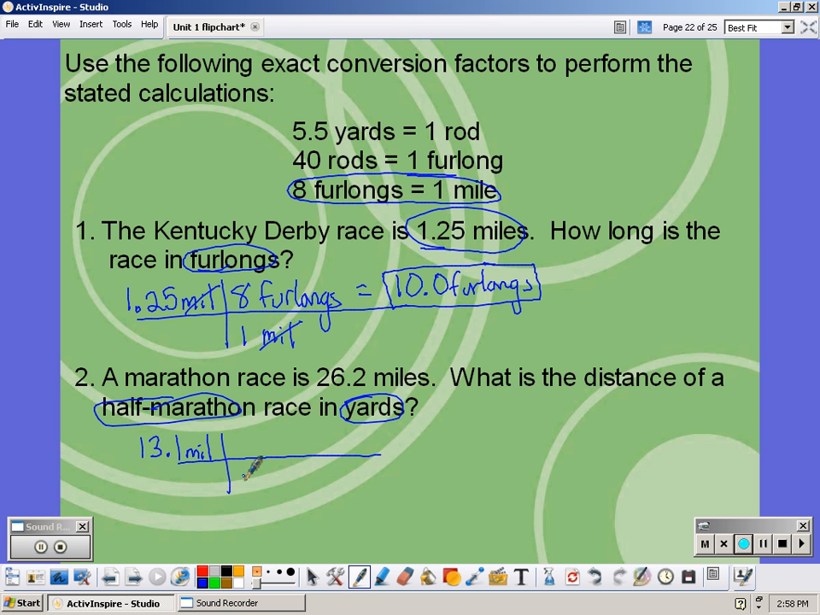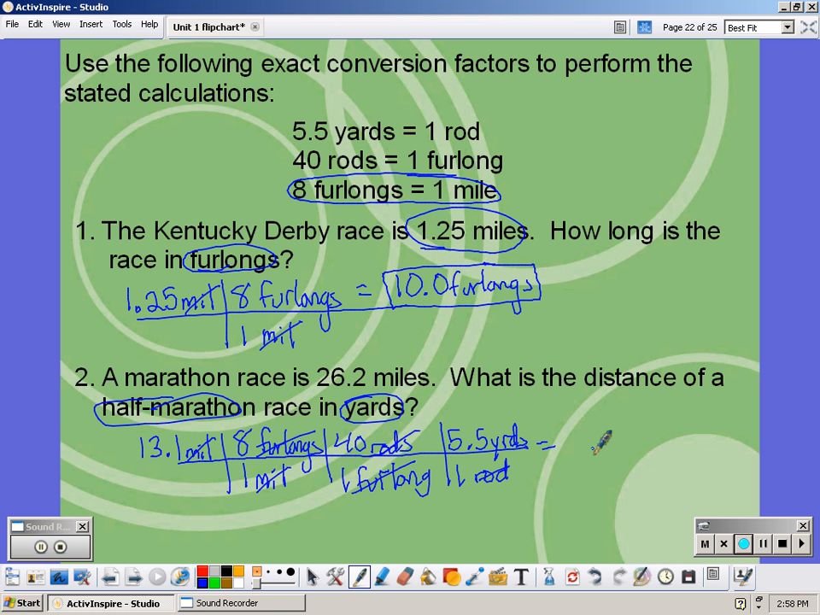So 1 mile is 8 furlongs. My mile cancels out. I'm at a furlong. I keep going. 1 furlong is 40 rods. Furlongs cancel. I'm at a rod. 1 rod is 5.5 yards. Rods cancel, leaving me with yards. So when I multiply and divide, I get 2.31 times 10 to the 4th yards, with 3 sig figs.